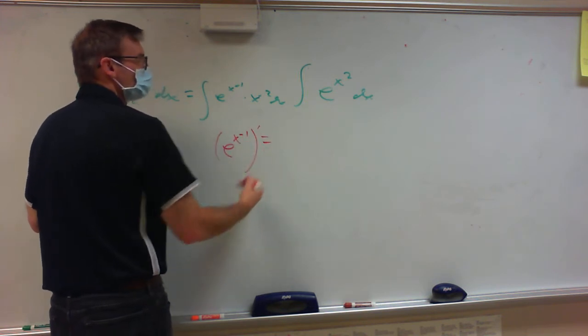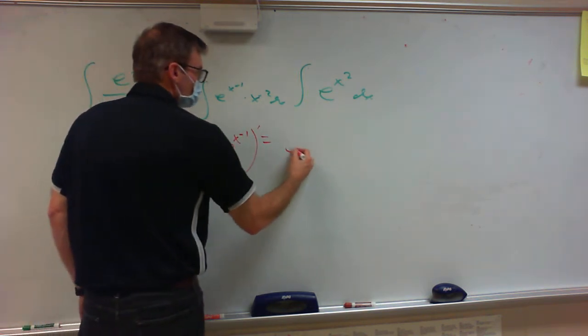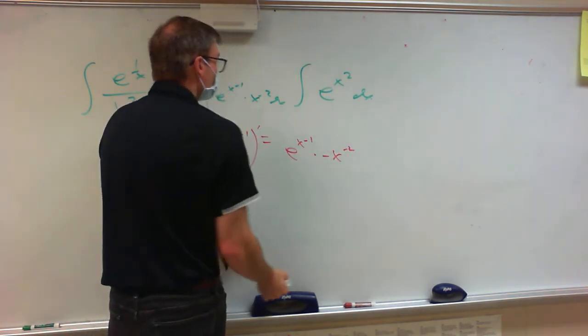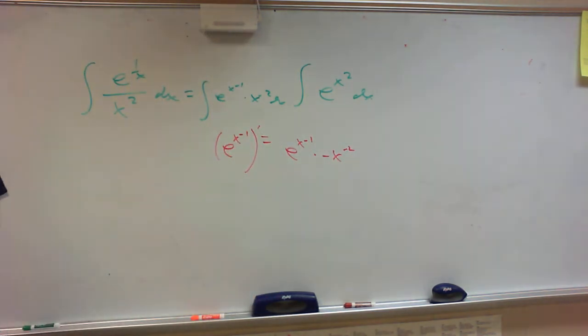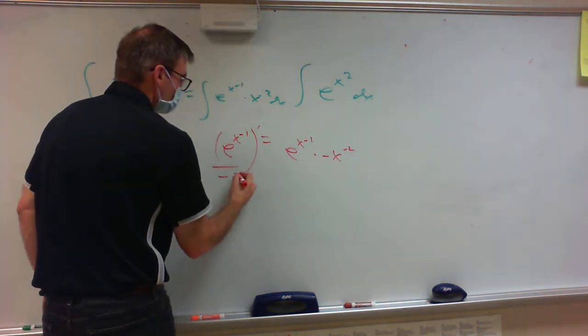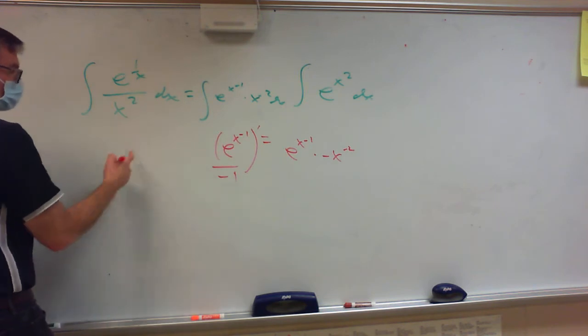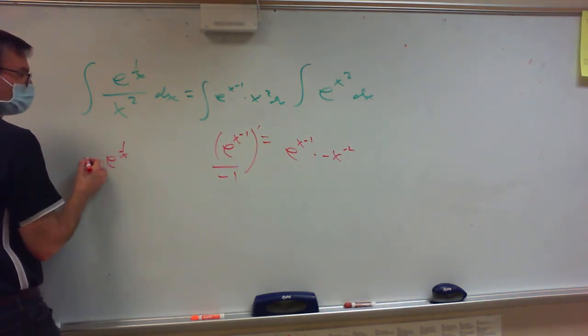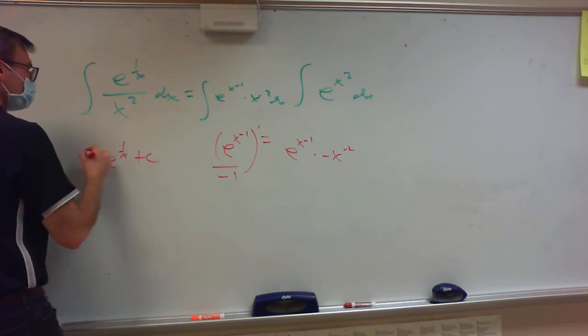And let's take the derivative and see how close we are. So that's e to the x to the negative 1 times negative x to the negative 2. How close is that to what we want? We're off by a negative. So I divide by a negative 1. And so my answer is going to be negative e to the 1 over x, plus C.